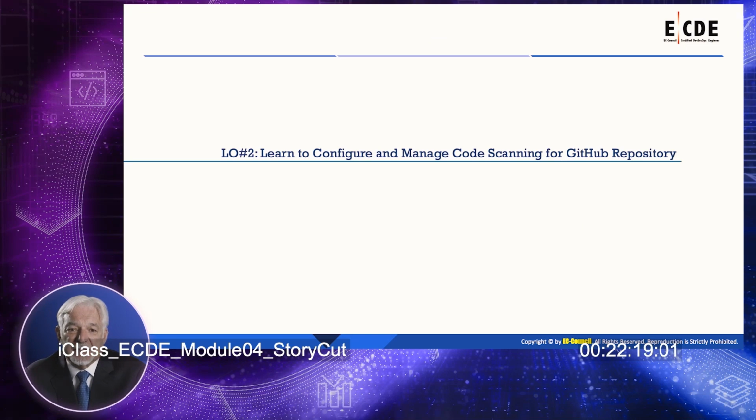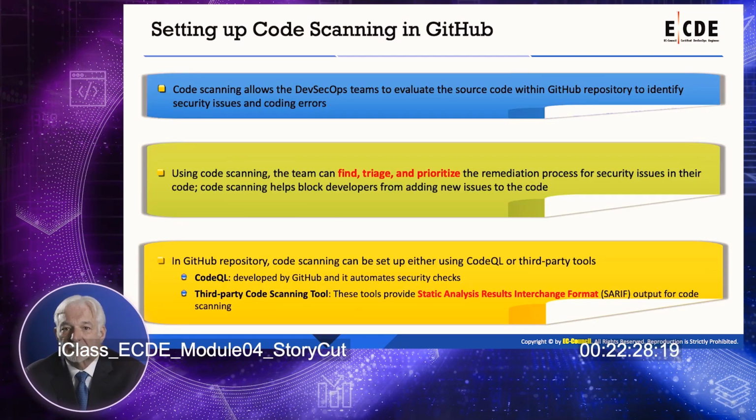So let's move on to lesson 2, learn to configure and manage code scanning for the GitHub repository. And we're going to focus on GitHub with this section. So let's set up some code scanning in GitHub. And again, code scanning allows the DevOps teams to evaluate source code within GitHub repositories to identify security issues and coding errors. Using this scanning, the team can find, triage, and prioritize the remediation process for security issues in their code. Code scanning also helps to block developers from adding new issues to the code.